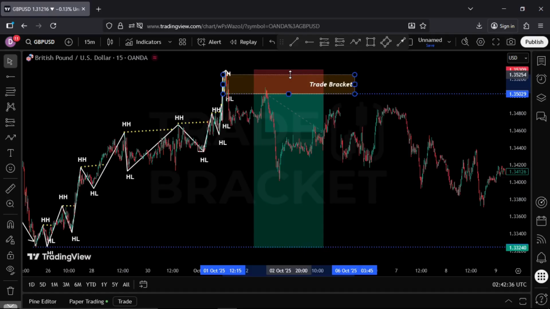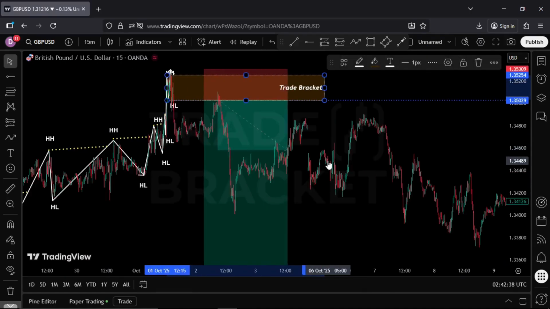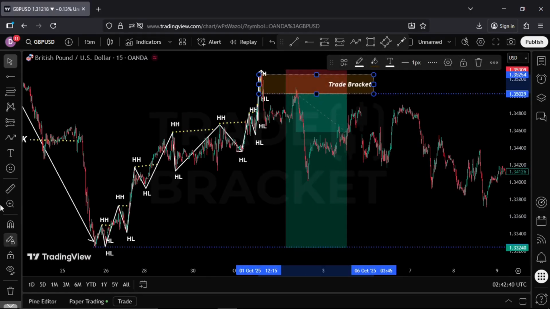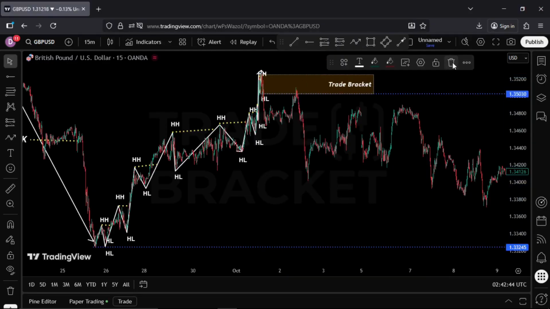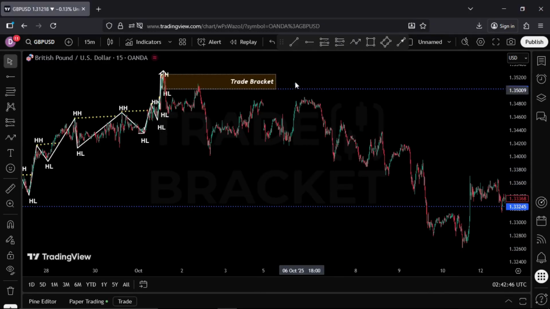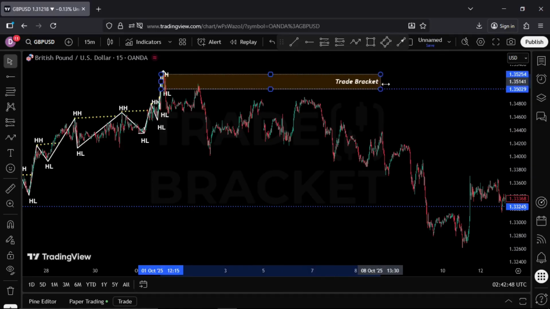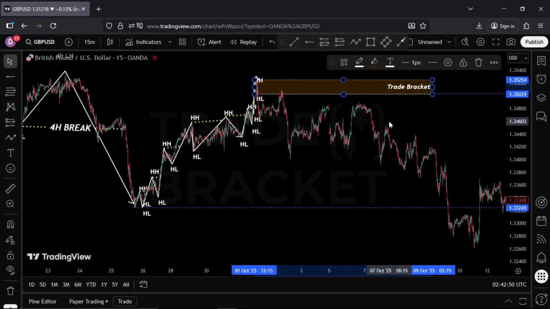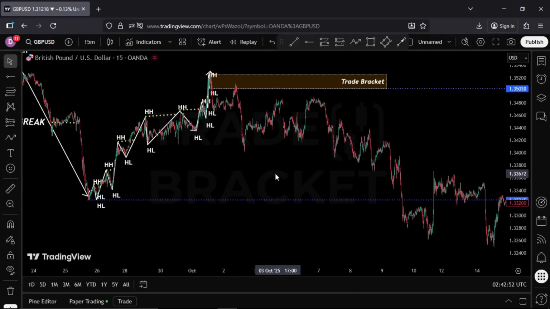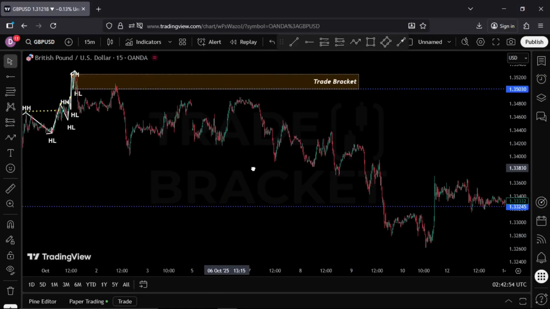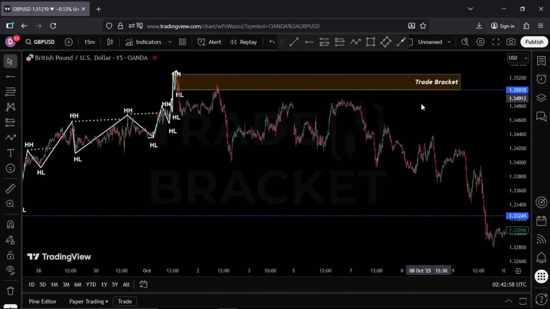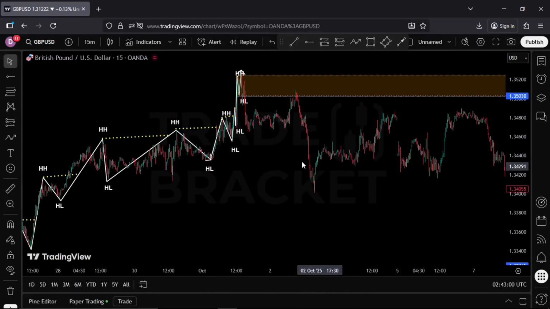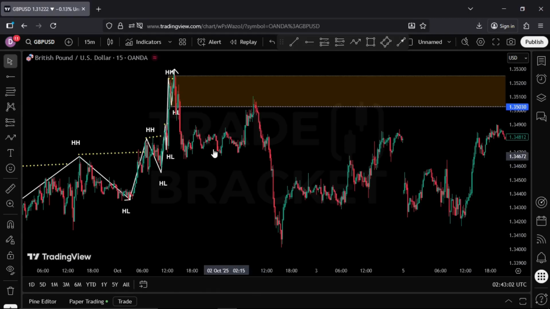At the last higher high to be made. All right, and as soon as I measure this, I'm done with this measuring tool. Okay, because I'm done now, making sure this trade right here is eligible according to our strategy. All right, and so what I'm waiting for now, as soon as I draw the trade bracket, is for price to come back to the trade bracket.